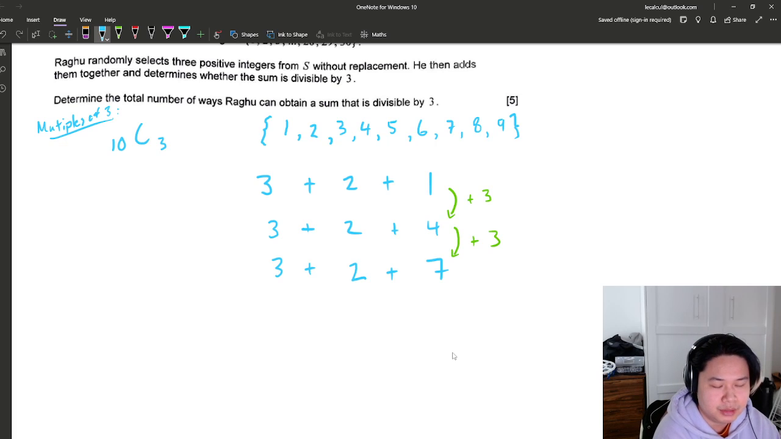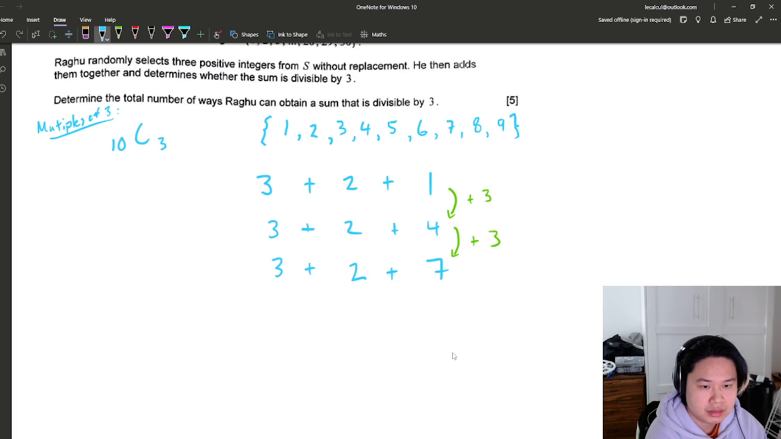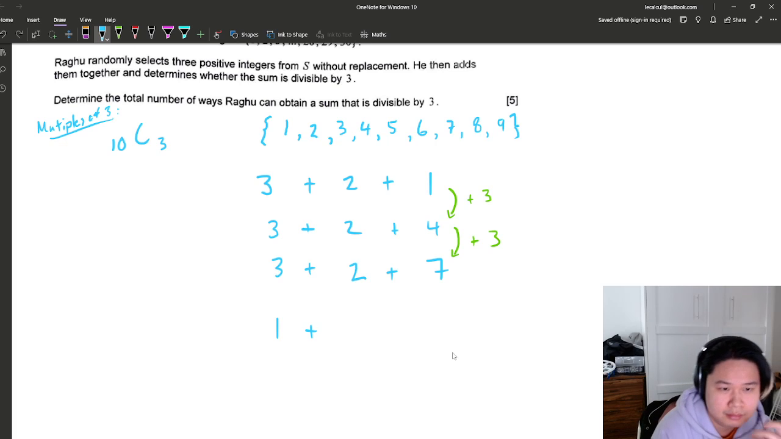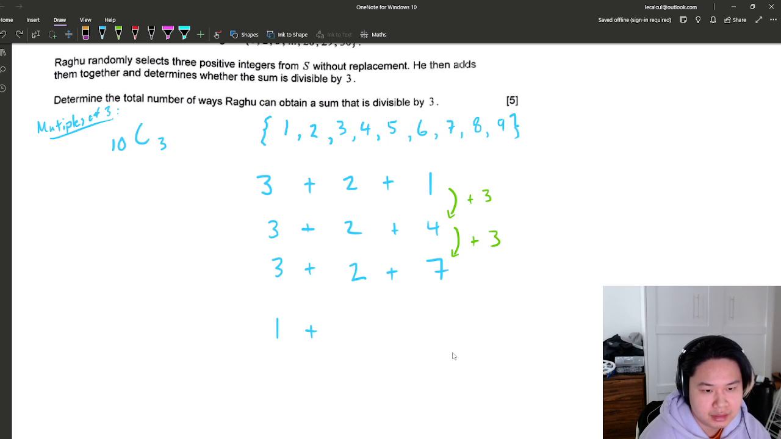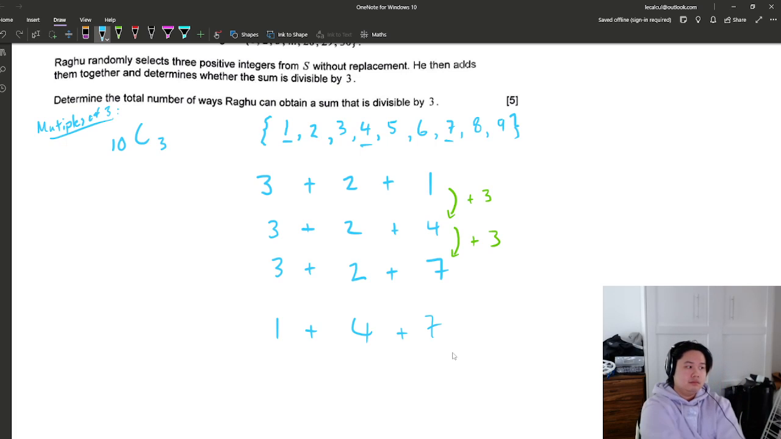Okay, and then what happens if I don't select a multiple of 3 as one of the numbers? So let's say like 1. And I cannot use multiples of 3. That means that I can't use 2, right? Because 2 means that the next number has to be a multiple of 3. And I can't use a multiple of 3, so that means that I have to keep using basically something that is a multiple of 3 away from 1. So like 1, 4, and 8, right? Or 7. Okay.